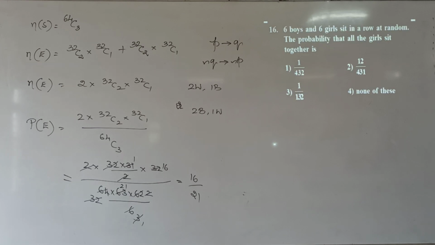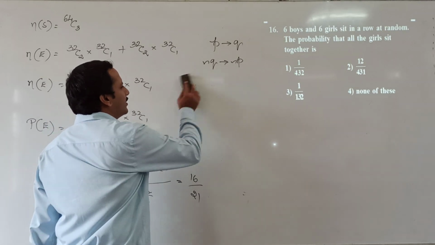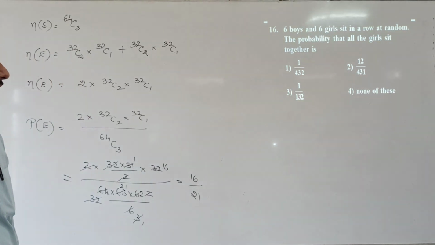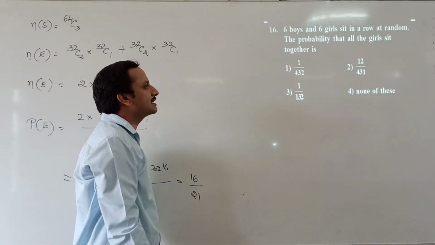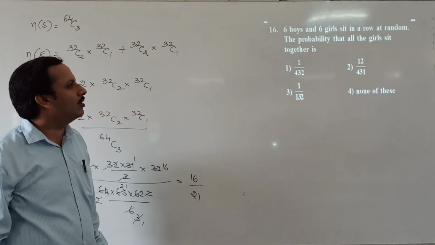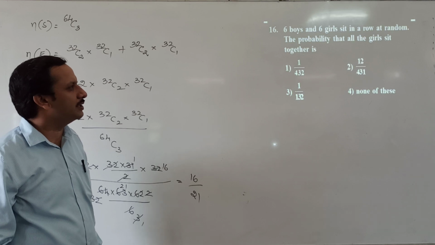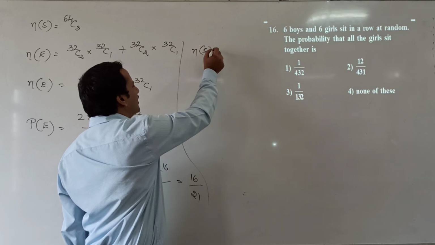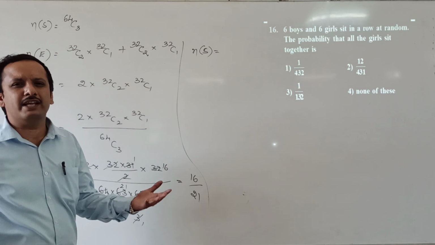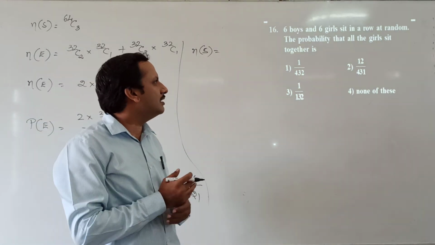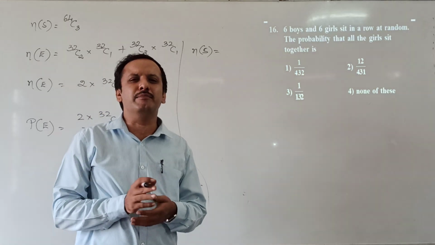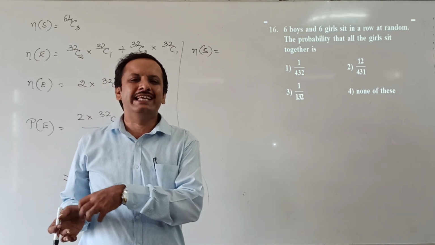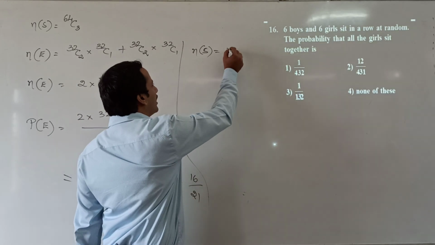Let's look at question number 16. 6 boys and 6 girls sit in a row at random. The probability that all the girls sit together is. So here, the total number of elements in the sample space: all together there are 6 boys and 6 girls, total 12 persons. So the number of elements in the sample space is nothing but the number of ways in which 12 people can sit in a row. They can sit in 12 factorial ways.